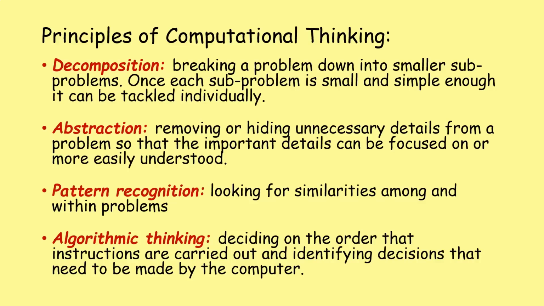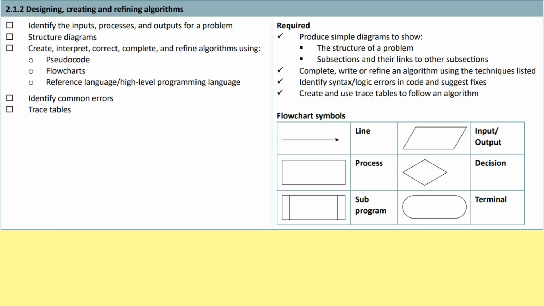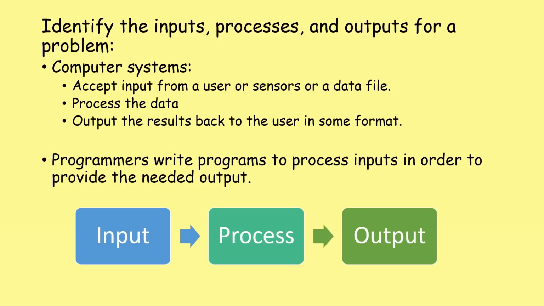Moving on, we are at 2.1.2, designing, creating, and refining algorithms. So first of all, identifying the inputs, processes, and outputs for a problem. Remember, computer systems accept input from a user or sensors or loaded from a data file. They process that data. They output the results back to the user in some format.